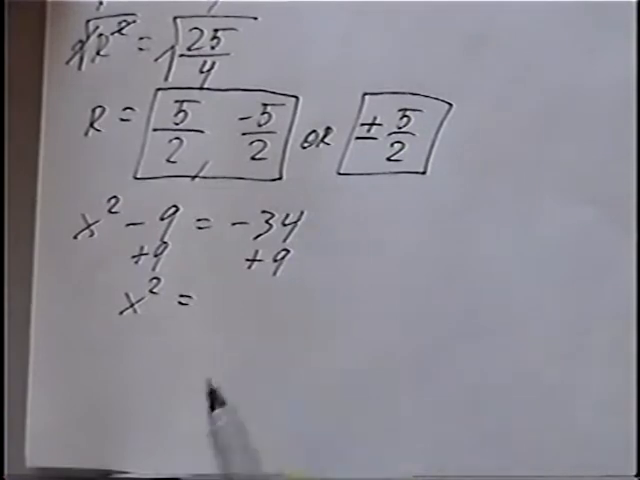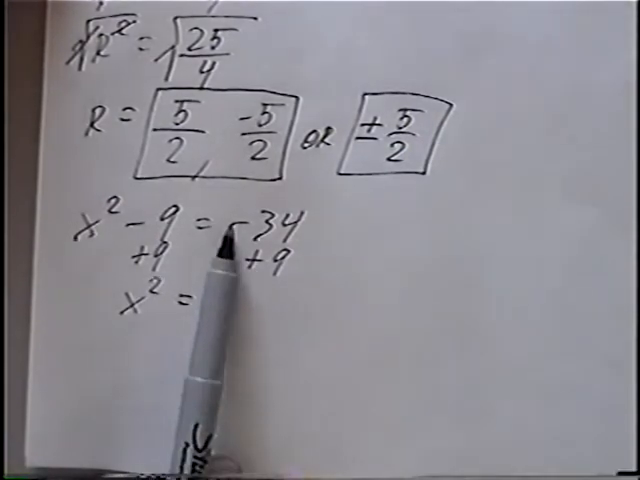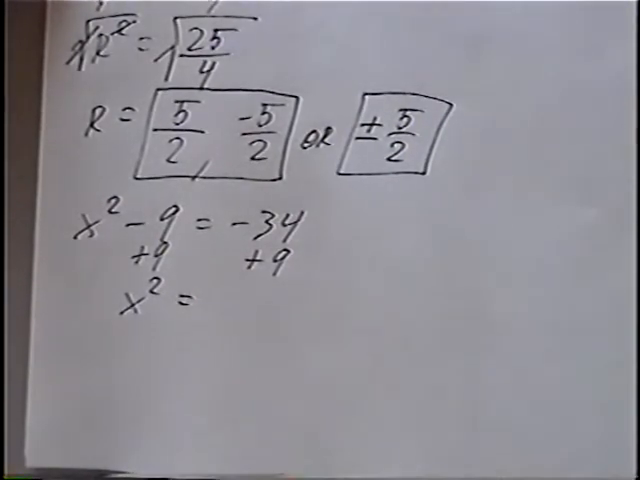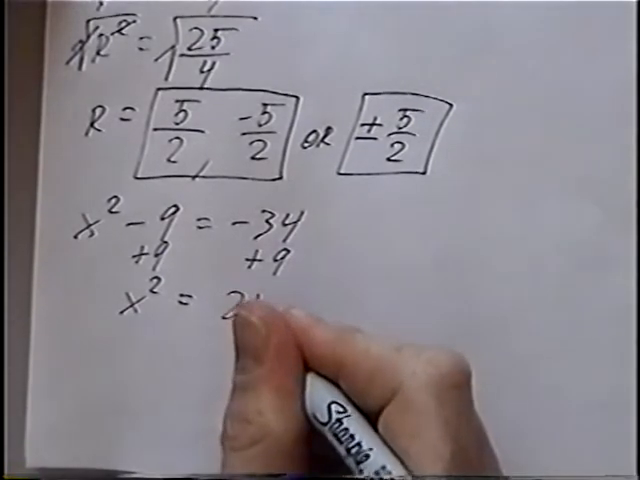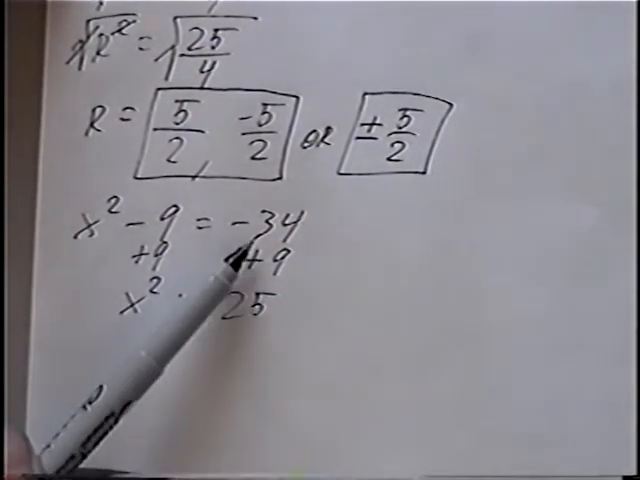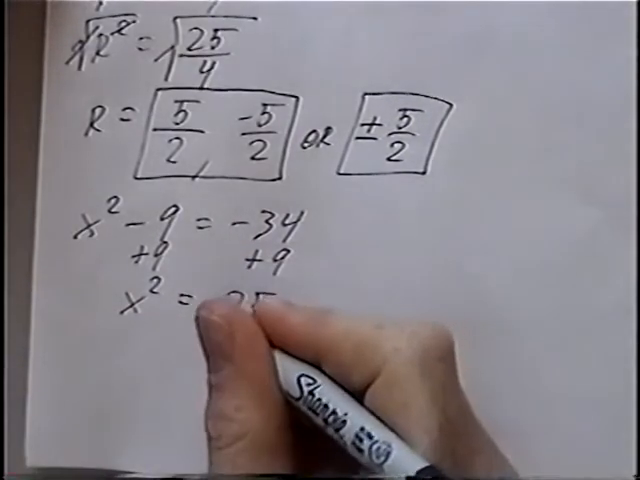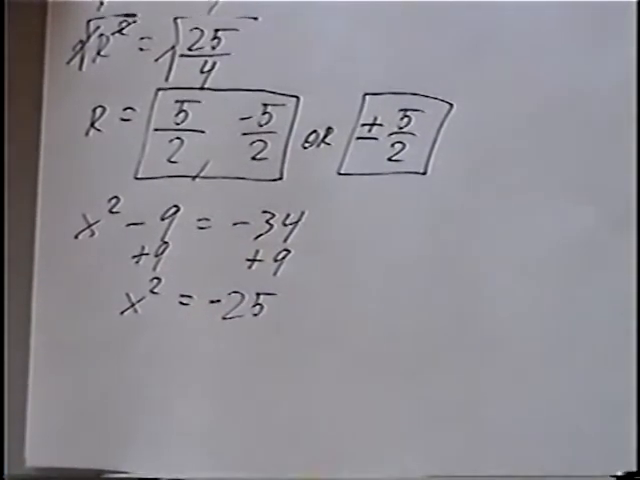If you have different signs, one's positive, one's negative, we'll be subtracting these numbers. 34 minus 9 would be 25. And the bigger number 34 has a negative sign, so this would be negative 25.